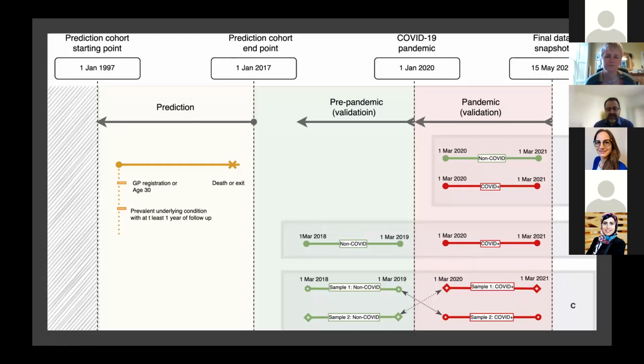Now here is the study design. In the prediction study based on CPRD, the baseline date of the cohort and cohort entry was the latest of GP registration date and age 30 and over. The prevalence of underlying conditions with at least 1 year of follow-up was looked at this point. And the exit date is death or the end of the study, which was 1 January 2017. So here we have a younger population.